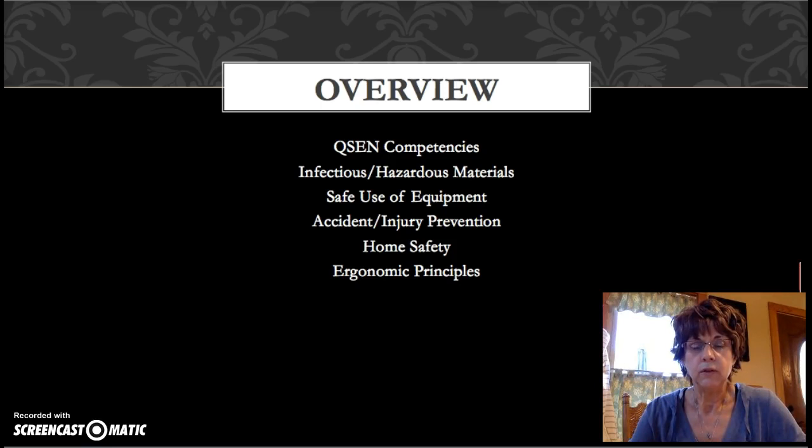The categories we're going to talk about have to do with the cues and competencies, infectious and hazardous materials, safe use of equipment, accident and injury prevention, home safety, and ergonomic principles. We all know about the 1999 report by the Institute of Medicine that talked about preventable injuries and deaths to patients, and many of them were identified as system problems. And so all colleges of nursing, as well as the environment, have worked on making the environment much safer for patients, and we're going to talk about all of those and your responsibility.